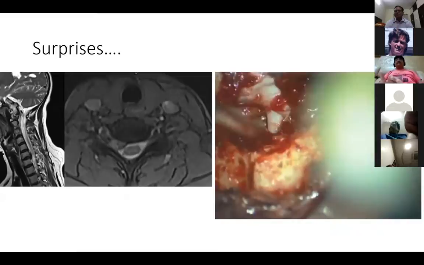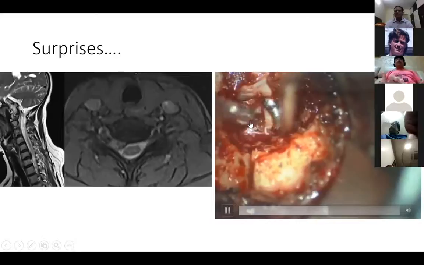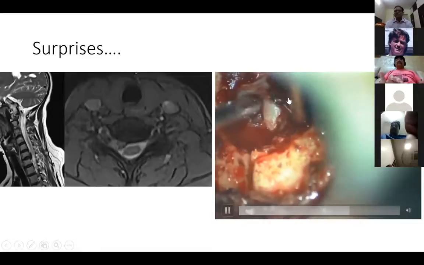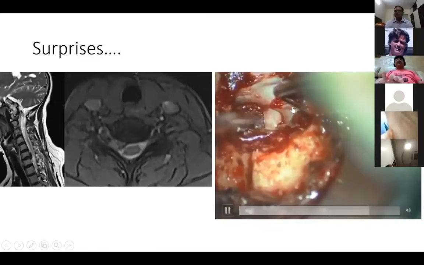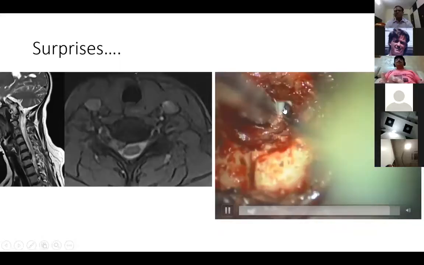That is the thecal sac. That is the root. I was probing for the disc prolapse. The surprise is that there are two roots. That is one root and there is another root. So this is a case of a conjoint root. You see here, that is one root and that is another root. So this is not a disc prolapse. It was a conjoint root. So this is an absolute surprise for us. And you see that the disc was normal in this patient.